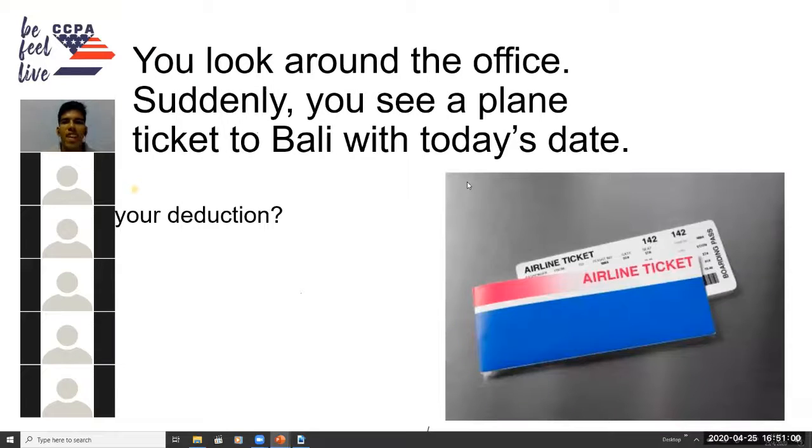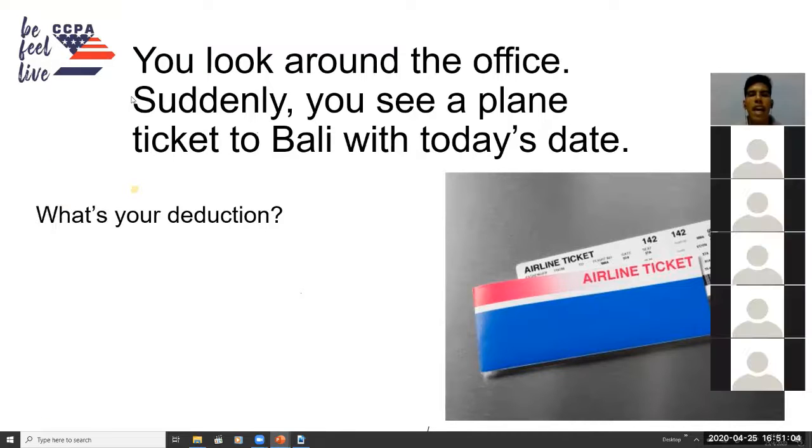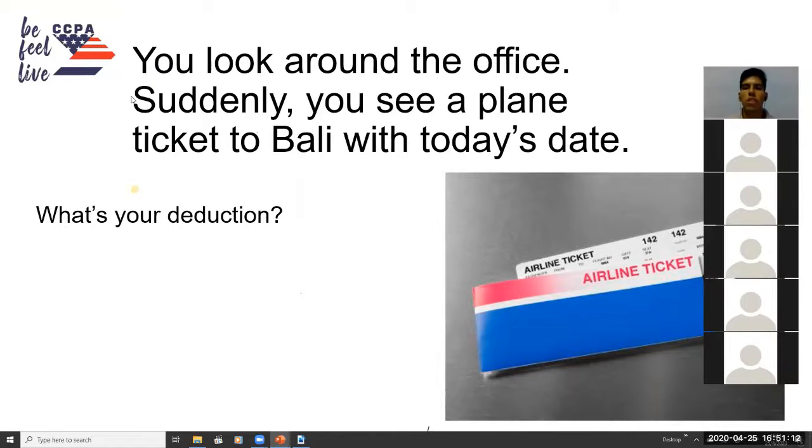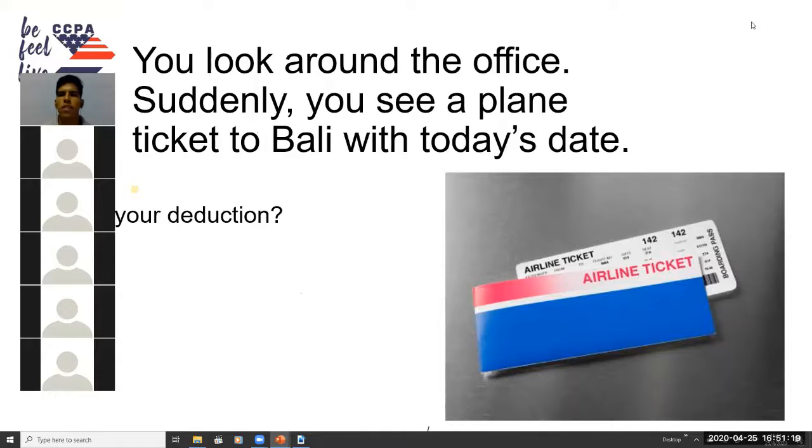Excellent. Next clue. You look around the office. Suddenly, you see a plane ticket to Bali with today's date. Bali is a beautiful island to go on vacation. So you see an airplane ticket. So what do you think? What is your deduction?